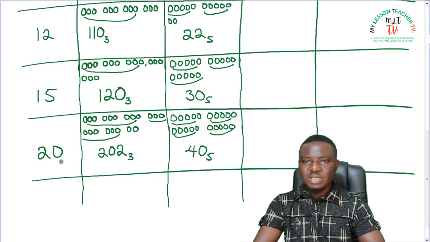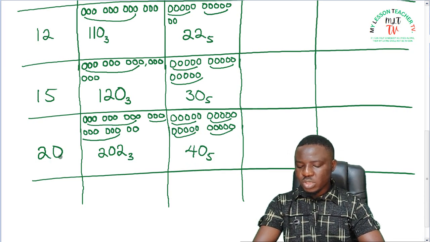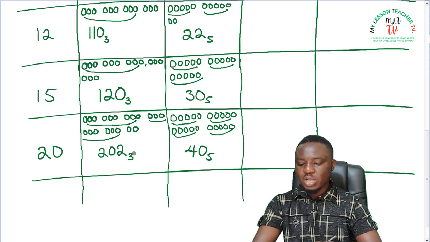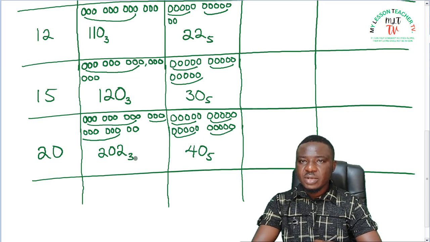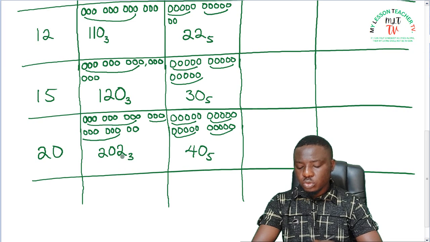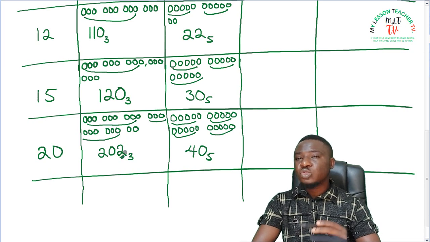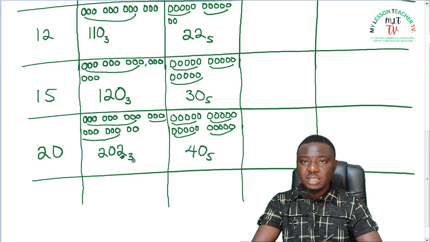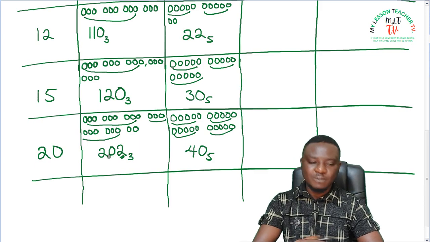Or you can just simply say 20 divided by 5 is 4, remainder 0 in base 5. Same thing we did when we were looking at base 3. 20 divided by 3 is 6, remainder 2. But 6 is not a digit in base 3, so we have to divide that 6 again by 3. And we got 2, remainder 0. So that is how it is gotten.